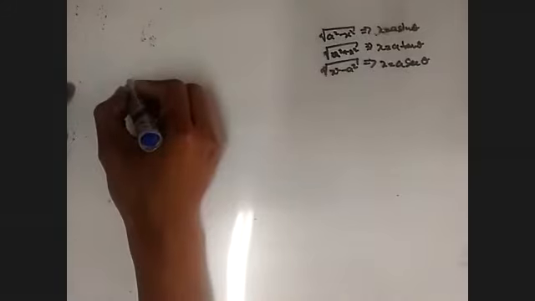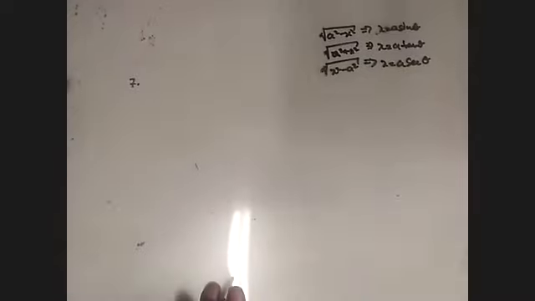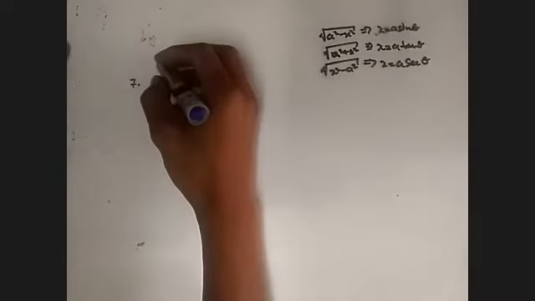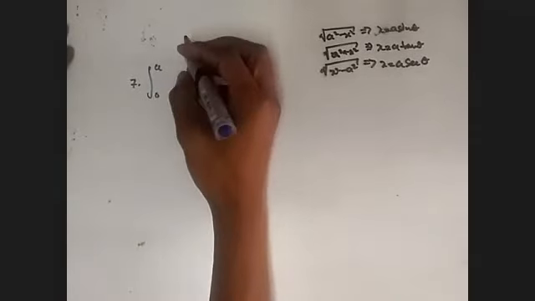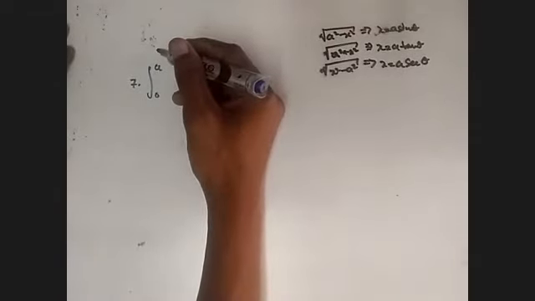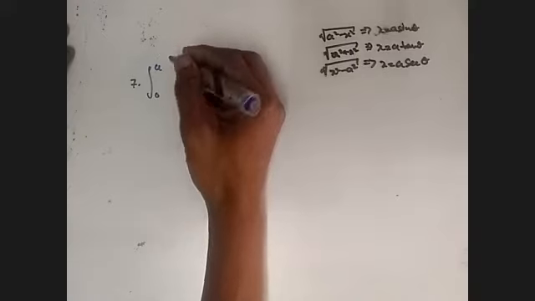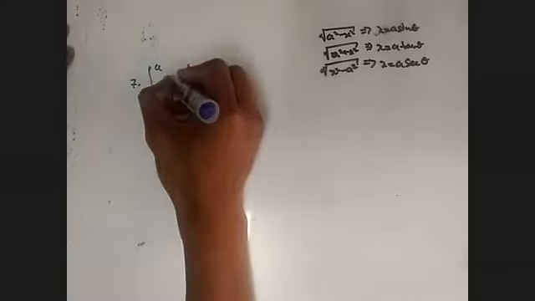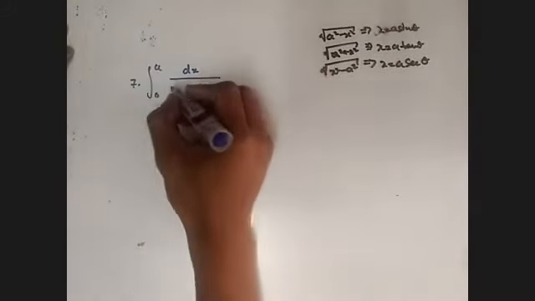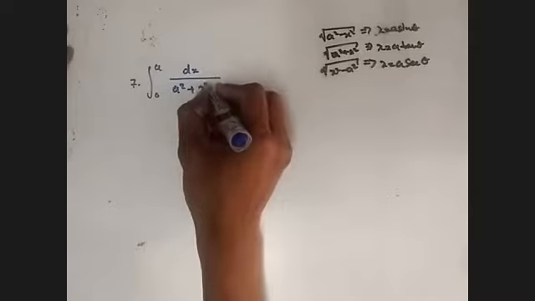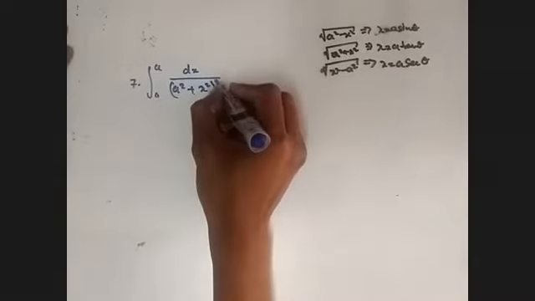So number 7 in our textbook goes in the form of, say we're going from 0 to a, of x over a squared plus x squared to the power 3 over 2.